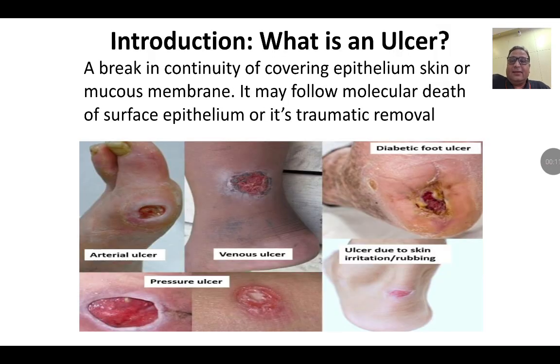What is an ulcer? Ulcer is a break in continuity of the covering epithelium, skin, or mucous membrane. It may follow the molecular death of the surface epithelium or its traumatic removal. In this diagram, I have shown the arterial ulcer, venous ulcer, diabetic foot ulcer, ulcer due to skin irritation and rubbing, and the pressure ulcers.